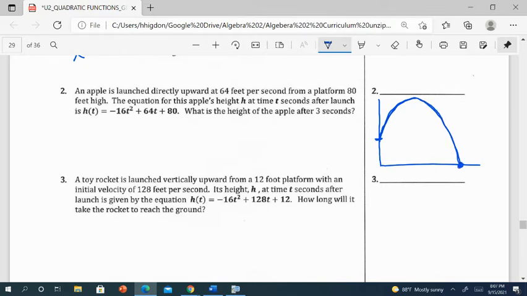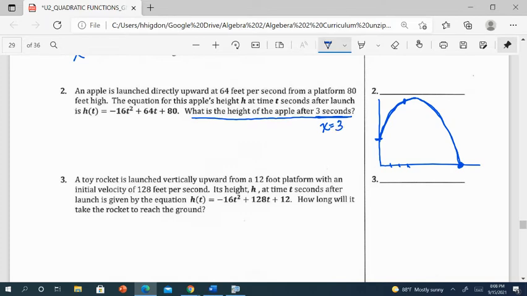Now, the question that we're being asked: an apple is launched directly upward at 64 feet per second from a platform 80 feet high. What is the height of the apple after 3 seconds? So what it's asking, let's say that this is 3 seconds, it's asking, what is the height here? Well, here's the trick. If you can remember that the time is the x, that means we're going to look for where x is equal to 3.